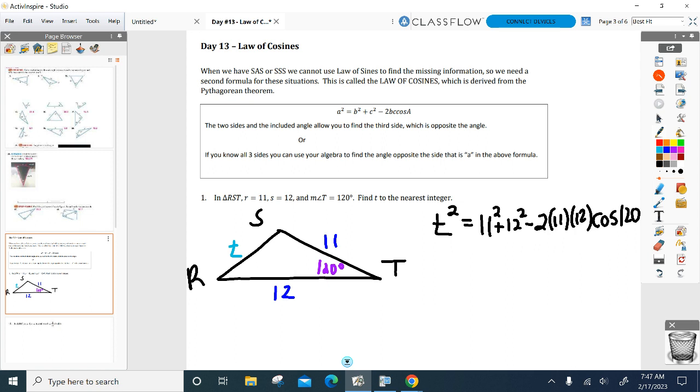All right, my best piece of advice. T squared equals, plug all this in, one line on your calculator. Don't go piece by piece. 11 squared plus 12 squared minus 2 times 11 times 12 times cosine 120. Don't try to do 11 squared equals, 12 squared equals. Do it all in one.